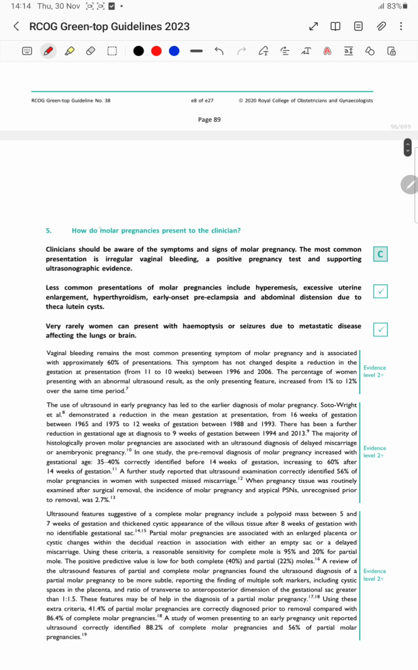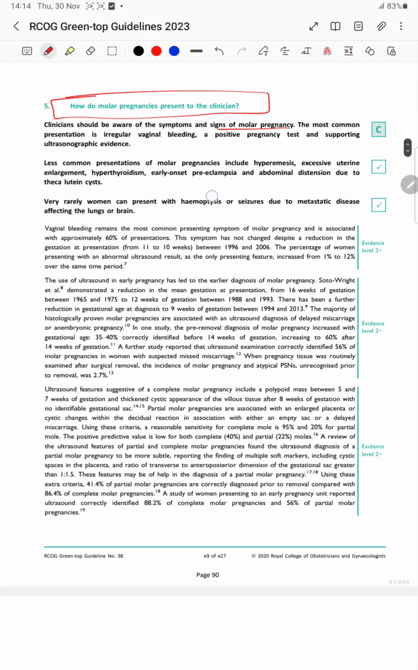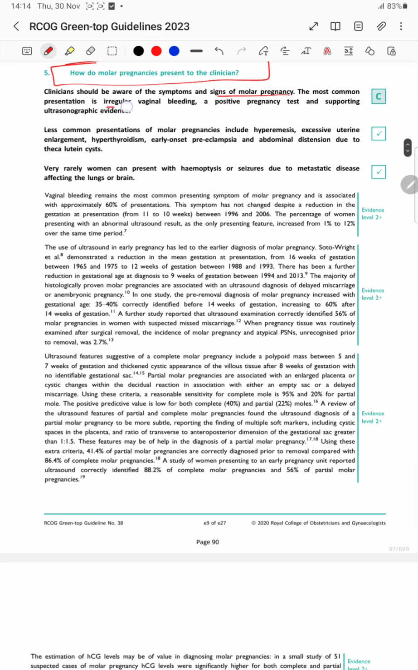So how does a molar pregnancy present to clinicians? Clinicians should be aware of the symptoms and signs of molar pregnancies. The most common presentation is irregular bleeding, a positive pregnancy test, and supporting ultrasonography evidence. The less common presentations of molar pregnancy include hyperemesis, excessive uterine enlargement, hyperthyroidism, early onset preeclampsia, and abdominal distension due to theca lutein cysts. Very rarely, women can present with hemoptysis or seizures due to metastatic disease affecting the lungs or the brain.